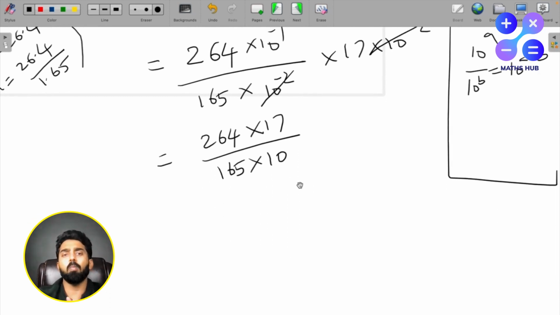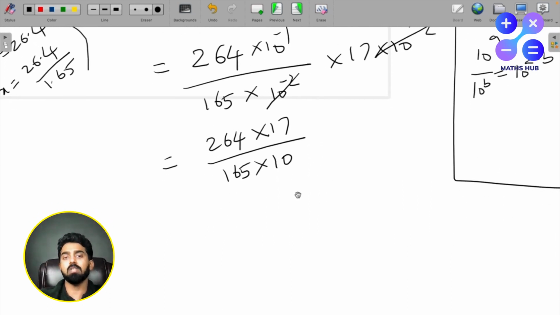Now we have complicated numbers. Whenever we have complicated numbers, always first try to break them down into factors. That's the easiest way to solve it. So for 264, we have to find factors. How do you do that? We have the factor tree, right? So 2.